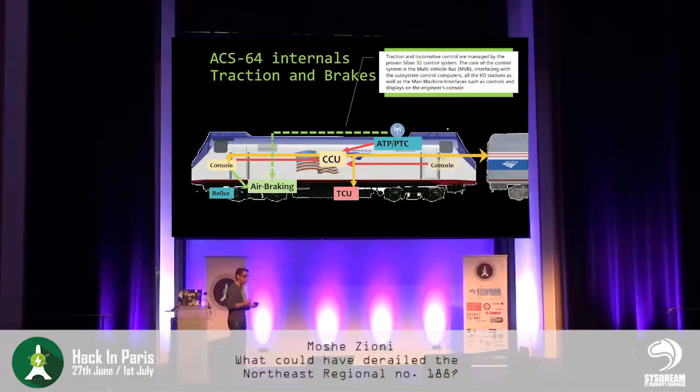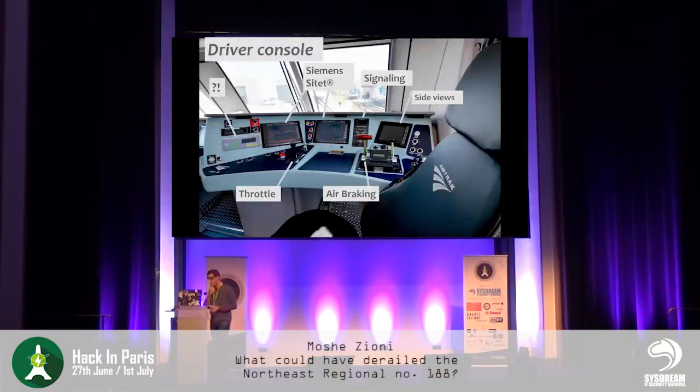You are pulling a lever in this case, and pipes go throughout the train and put pressure on the wheels, and that way you get pressure and brakes analogically, not digitally, and that's important. So this is how the driver cab looks like. You have the air braking that I just mentioned, the red lever.